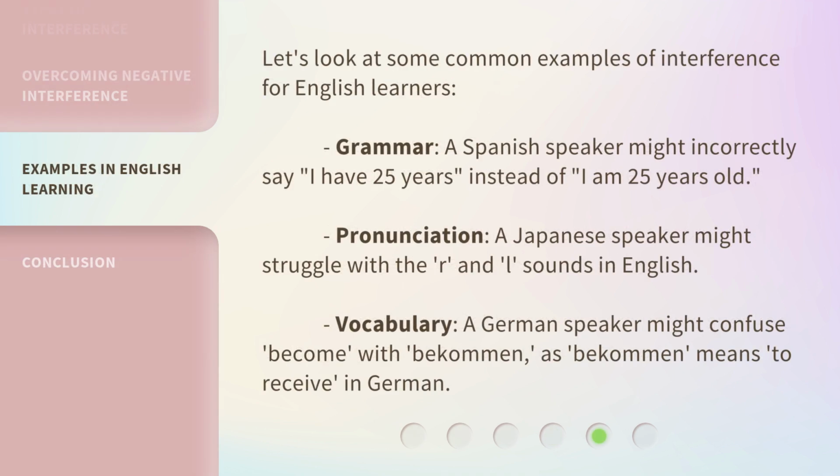Let's look at some common examples of interference for English learners. Grammar. A Spanish speaker might incorrectly say, "I have 25 years," instead of, "I am 25 years old." Pronunciation. A Japanese speaker might struggle with the R and L sounds in English. Vocabulary. A German speaker might confuse become with bekommen, as bekommen means to receive in German.